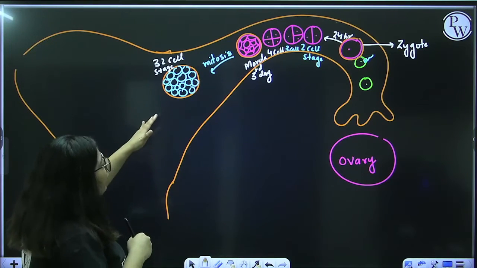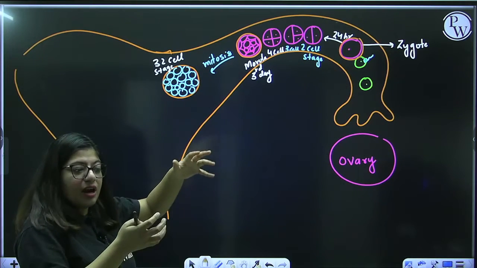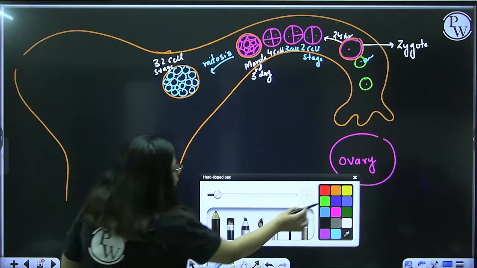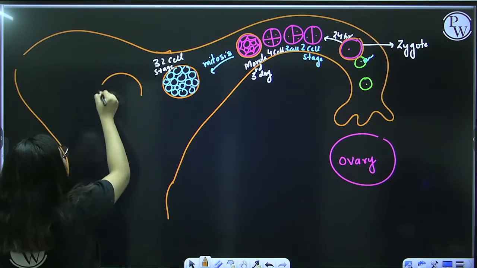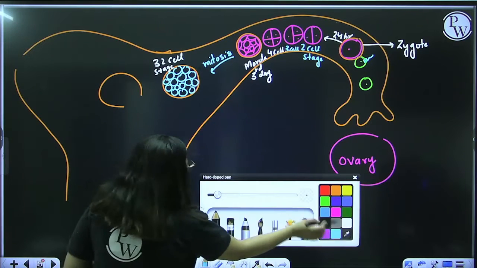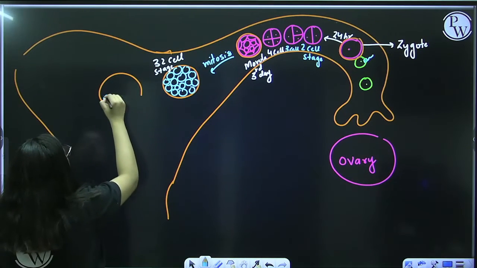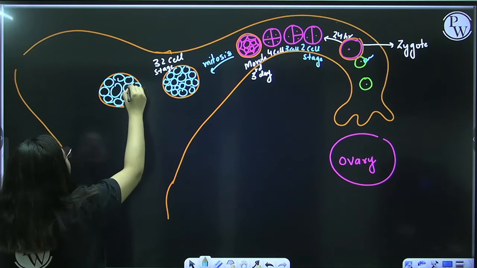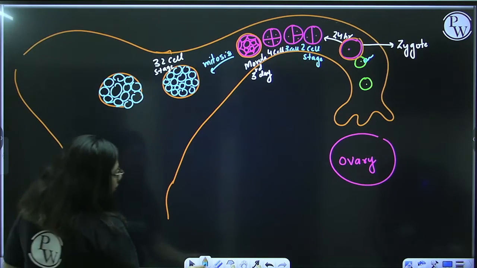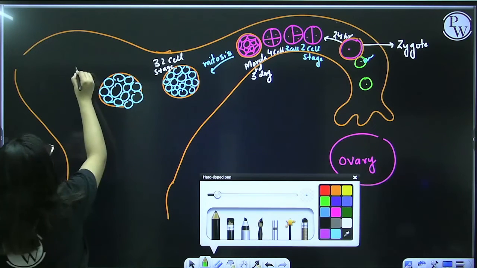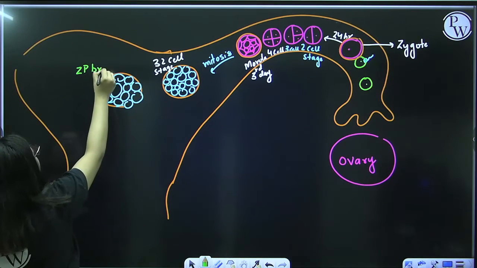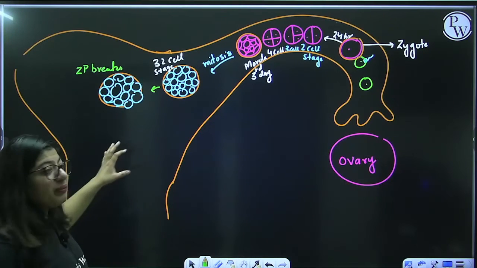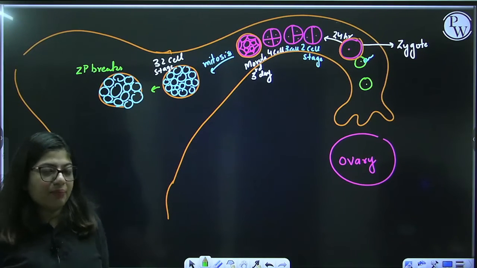Now this embryo will start to move outside. It will break the zona pellucida, and the embryo starts to move outside. So here the zona pellucida breaks. I am writing ZP. ZP breaks. It is all happening in the uterine cavity, and the embryo escapes.